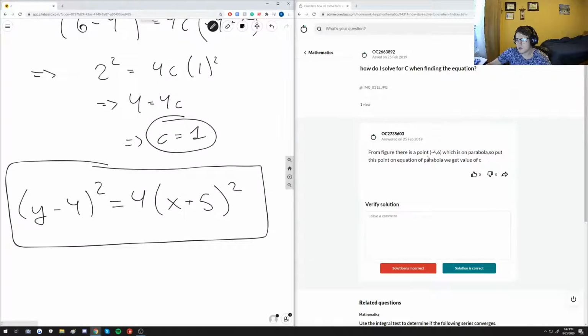And so this person also recommended to use the same point and get the value of c. So after plugging in x comma y equals minus 4 comma 6, we solve for c and get c equals 1. Good job. All right.